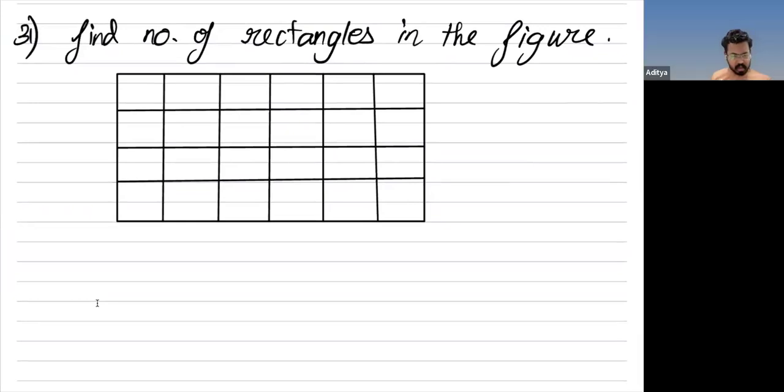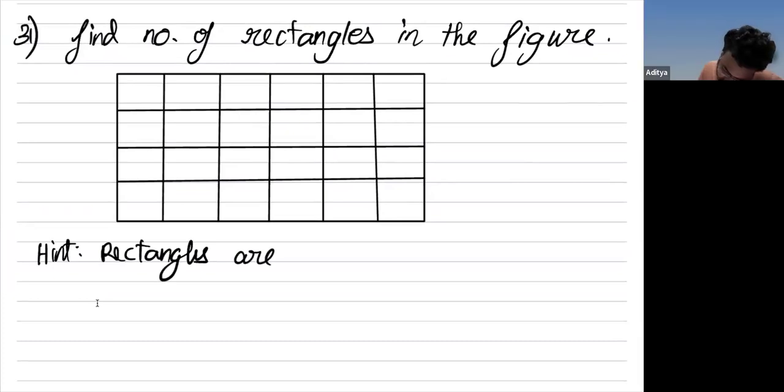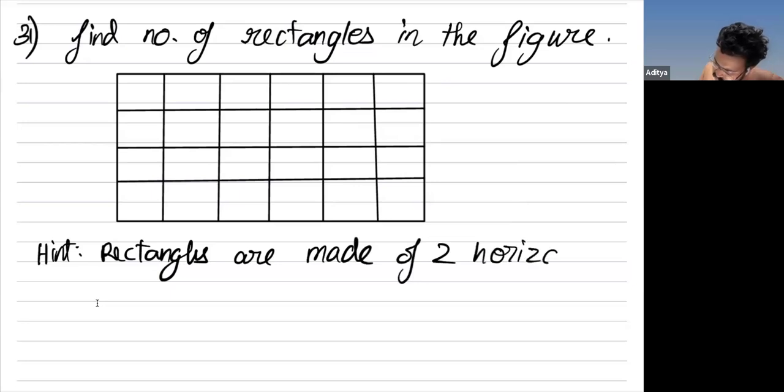Arnab, not correct. Because I'll give a hint. Rectangles are made of two horizontal lines and two vertical lines.